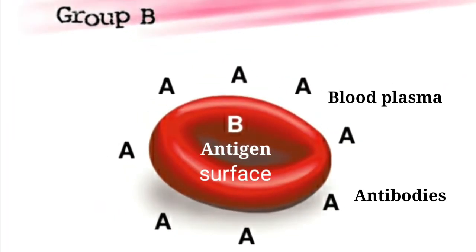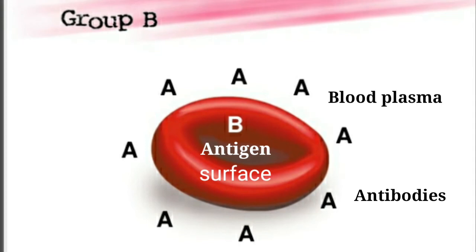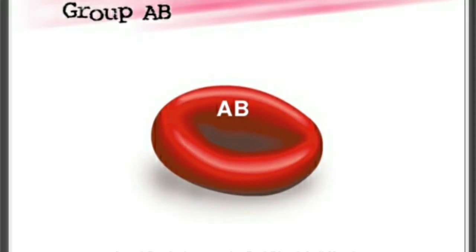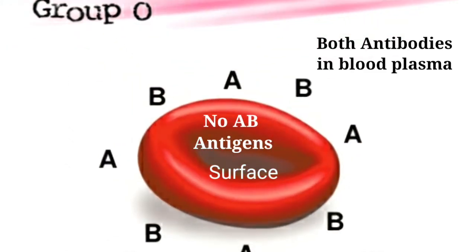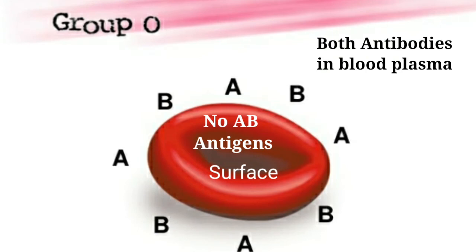If your blood group is B, you will have antigen B on the surface of your RBCs and antibody A in your blood plasma. So if your blood group is AB, then both the antigens are present. A and B antigens are present on the surface of your RBCs and no antibodies are present in your blood plasma. Clear children? And if your blood group is O, then you don't have A and B antigens on the surface of your RBCs, but you have both A and B antibodies in your blood plasma.